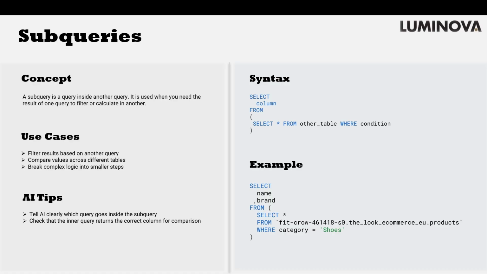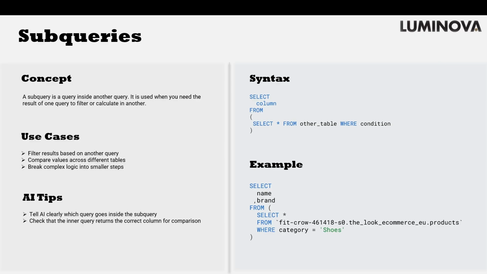But with that flexibility comes some caution. The inner query must return the right column for comparison, otherwise the outer query will not work. Performance is also something to keep in mind, because subqueries can be expensive if they process a lot of rows, which is why sometimes you may rewrite them as joins or common table expressions.